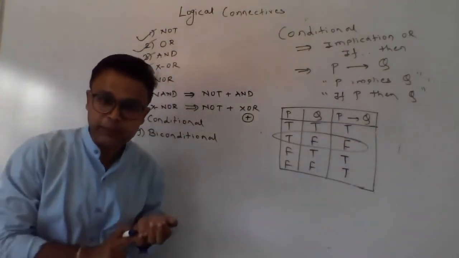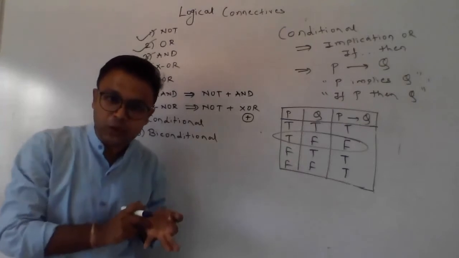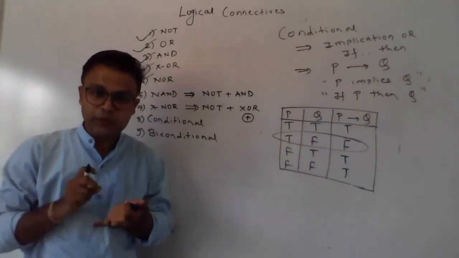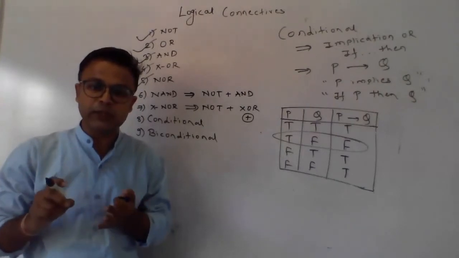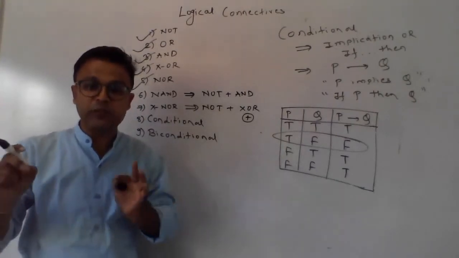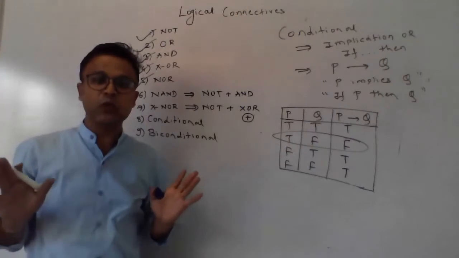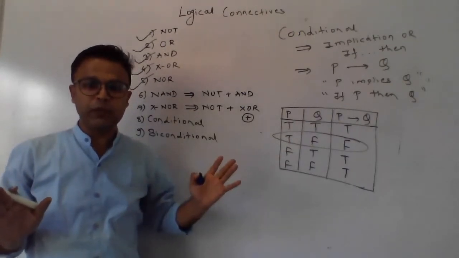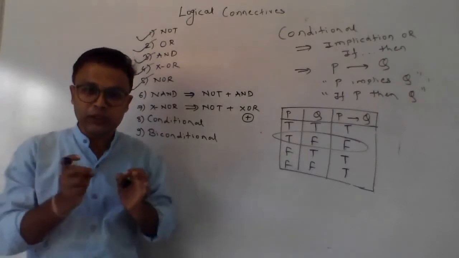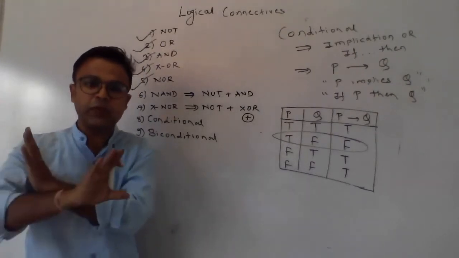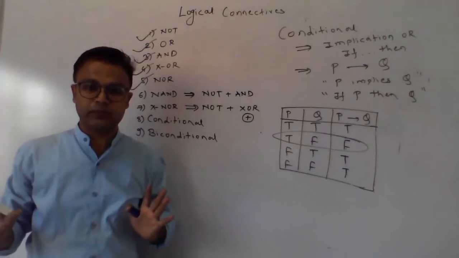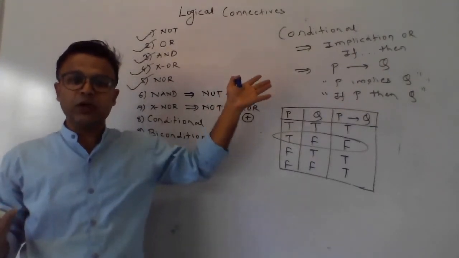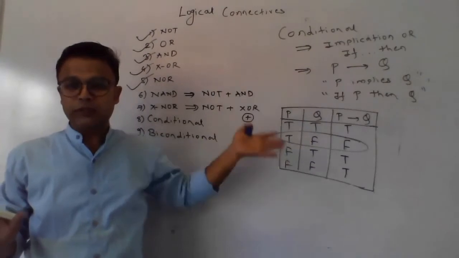Whenever the first statement P is true, and the second statement Q is F. If the truth value of the first statement is T and that of the second is F, then only the truth value of implication is F. Otherwise, it is true. That's it. This is how you have to remember. Only in the case TF, it is F. Otherwise, it is T. Got it? So this is about your conditional or implication or if then.